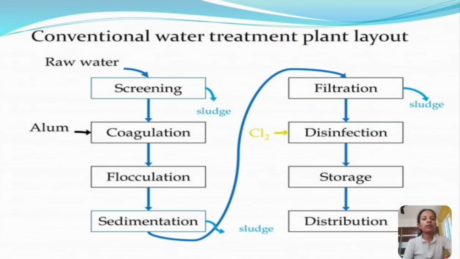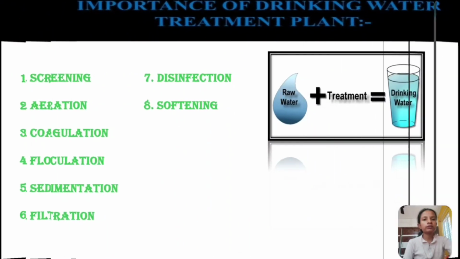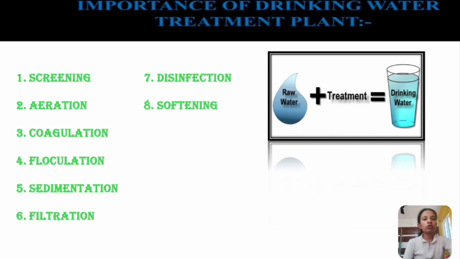Conventional water treatment plant layout. First, raw water takes place screening, coagulation, flocculation, sedimentation and filtration where sludge is removed. Next is disinfection, chlorination takes place, storage and distribution. Importance of drinking water treatment plant: screening, aeration, coagulation, flocculation, sedimentation, filtration, disinfection and softening.